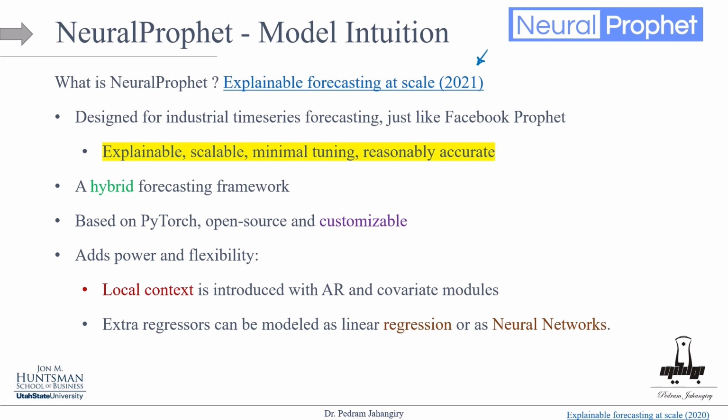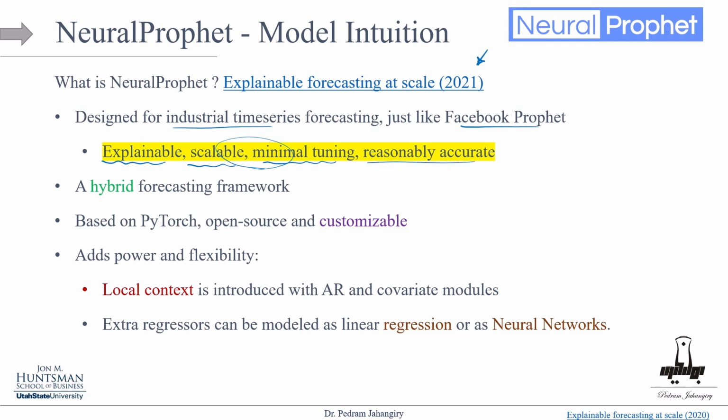Just like Facebook Prophet, NeuralProphet is designed for industrial time series. So what are industrial time series? Something like demand forecasting, supply chain management, budget allocation, infrastructure planning, and you name it, right? And again, just like Facebook Prophet, NeuralProphet is explainable because it has this decomposition-based structure. It's scalable, it requires minimal tuning, so it has this notion of analyst in the loop, right? And then it's reasonably accurate.